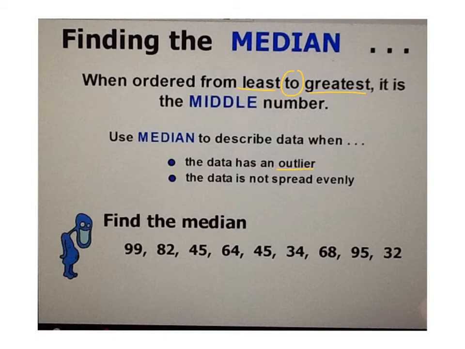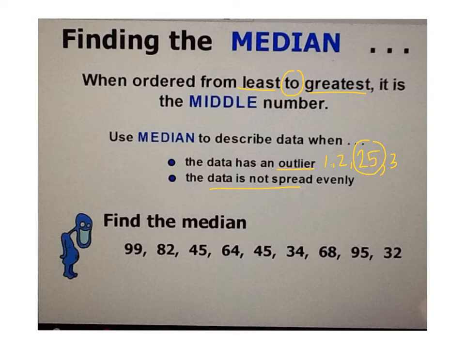Remember that an outlier is a number that is very different from all the others. So in a data set, it's 1, 2, 25, and then 3. The outlier would be 25. So we want to use the median if your data has an outlier. When the data is not spread evenly, that's when the median is the most helpful.